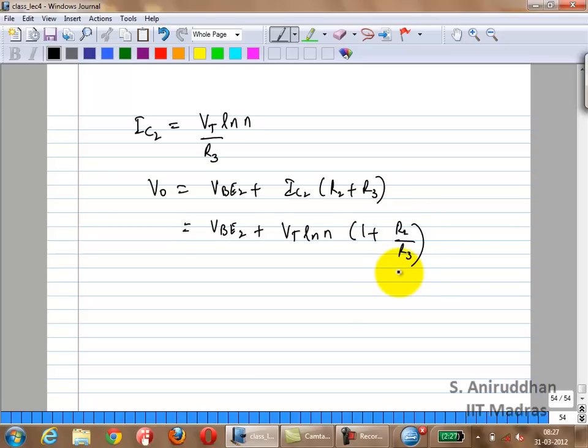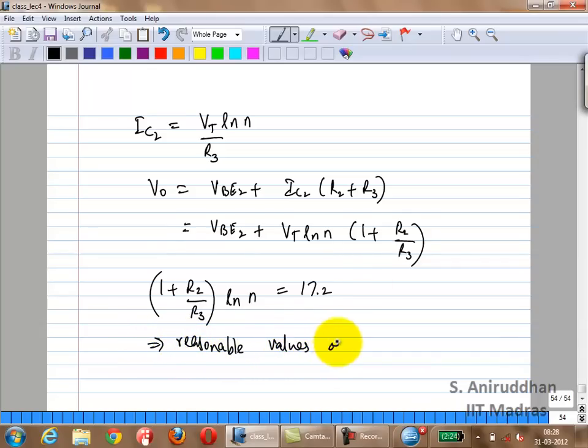So now again, VO is the output voltage you wanted. That happens to be in the same form you wanted. You have a VBE and you have a VT into something. Now that VT into something has to be 17.2. This is what you want. No, this is more straightforward. Right? Because now you can make n quite small, a few tens maybe. And 1 plus R2 by R3 can also be anywhere from 1 to 10 or something. You will get reasonable values of n. Okay? So this circuit gives you reasonable values of n.